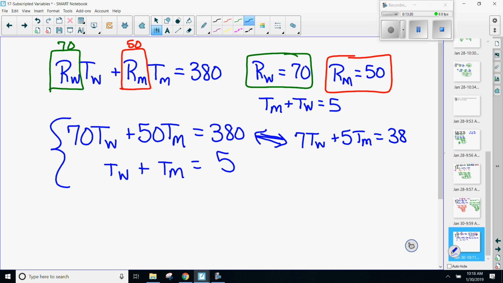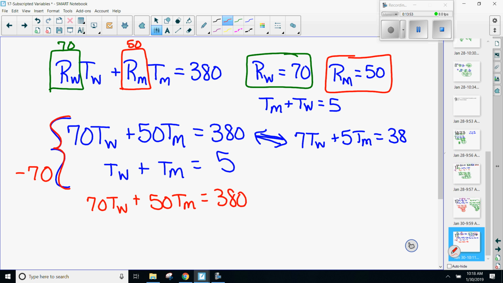Most people don't see to simplify the number. If you want to, you can. But if I just do elimination substitution on these two equations, what would you multiply by? That's not going to eliminate. Negative 70, that would work. If I multiply by negative 70, the top equation is still 70 T sub W, which means the time of Wilson, plus 50 T sub M, the time of Macy, equals 380.